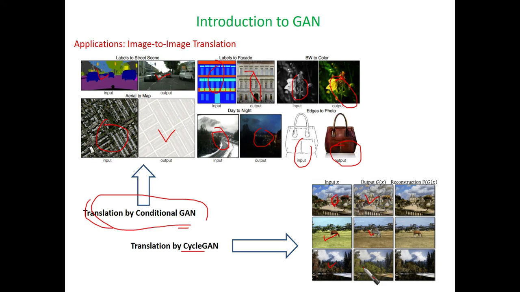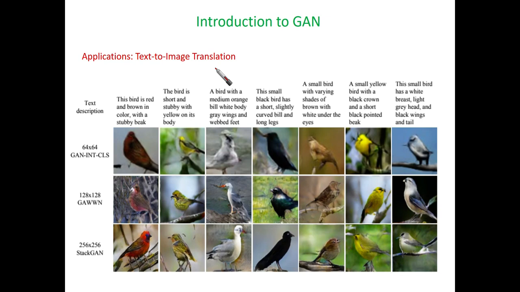Another very interesting thing is text to image translation. Let's say you give a text, like, hey, I want a bird, the bird should be red and brown in color with a stubby beak. And then it produces these kinds of images. Different GANs produce different kinds of images. For example, the stack GAN produces these images. And then there are some other things.